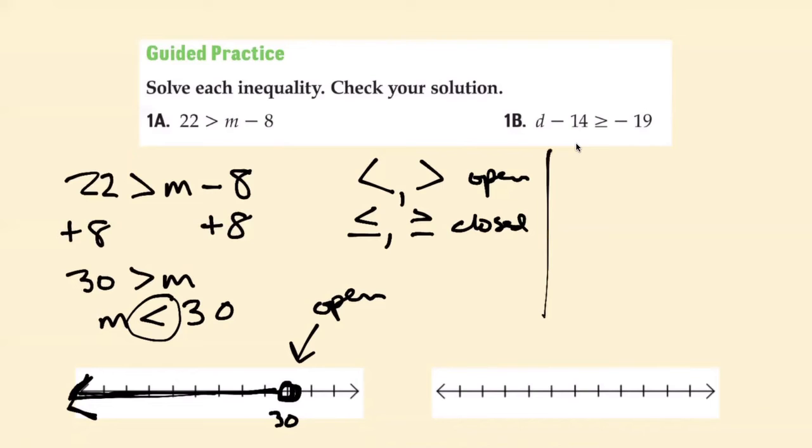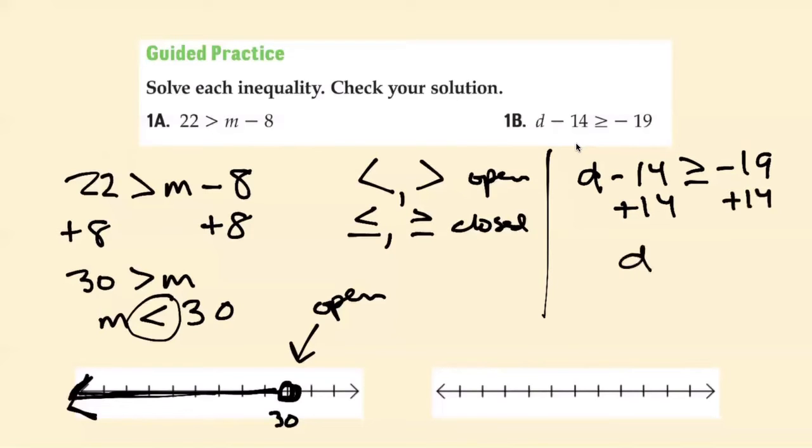All right, for 1b, same deal. D minus 14 is greater than or equal to negative 19. You're going to add because you're subtracting 14 from D. So we're going to do the opposite, and you're going to add 14. And then you're going to get D is equal to negative 5. All right, not equal. See, I'm saying it wrong. D is greater than or equal to negative 5.